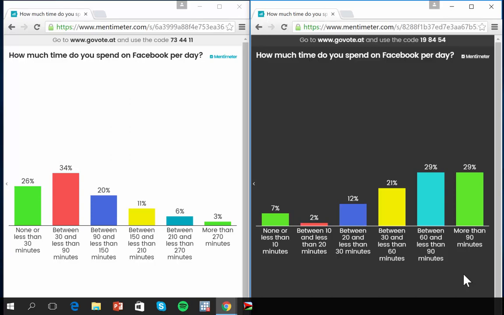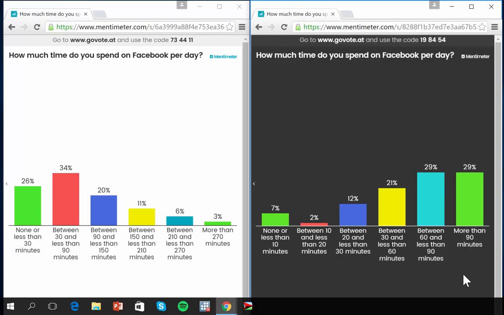Brilliant. You see, it's exactly the same question. How much time do you spend on Facebook per day? Now the only difference is the answer categories. Look at the answer categories. In the black, the dark group, let's look at the last category. That's sort of 29% of the people who said that they spent more than 90 minutes per day on Facebook. Now let's look at the corresponding categories for the white group.